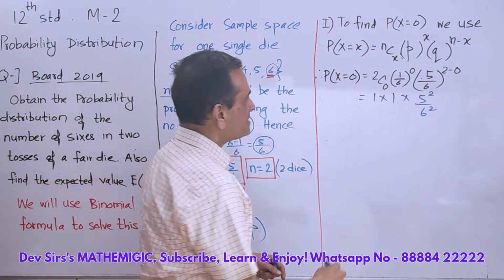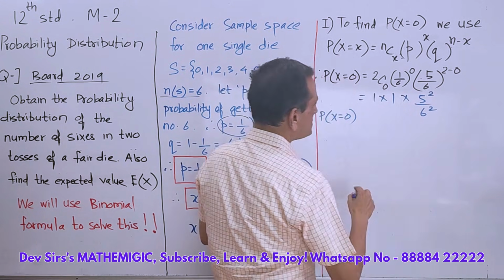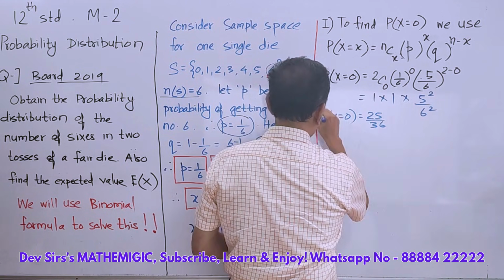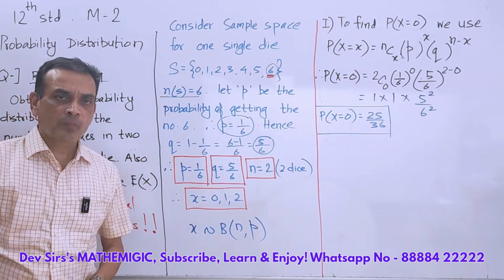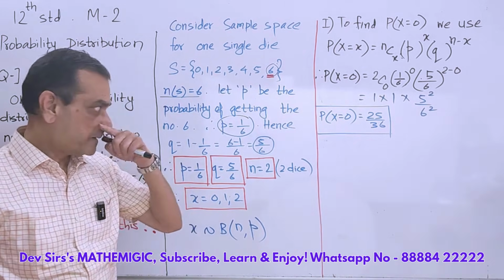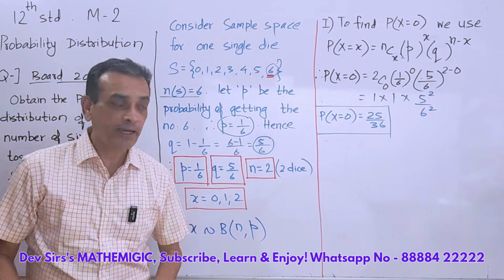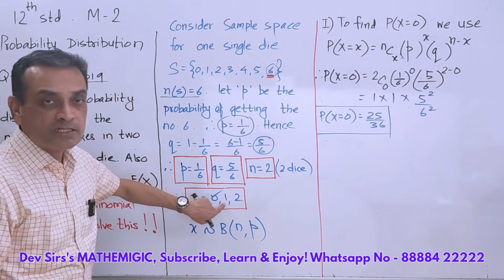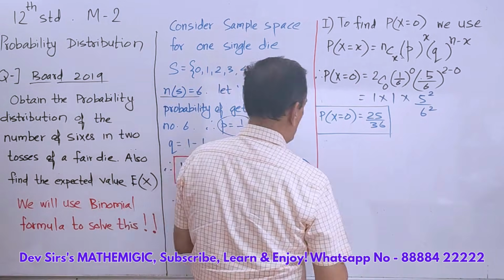Right? So your first answer, P of x equal to 0 is equal to 25 by 36. Your पहला आंसर मिल गया. Okay? Probability that 0 sixes, no sixes appear, is 25 by 36. No sixes appear on both dice. Okay? So this is over. I tick mark over here. Now P of x equal to 1 बोलो, at x equal to 1 बोलो. Okay, let's find that.